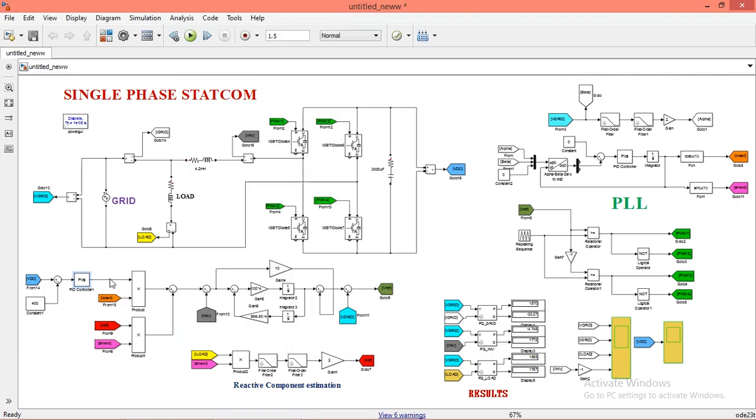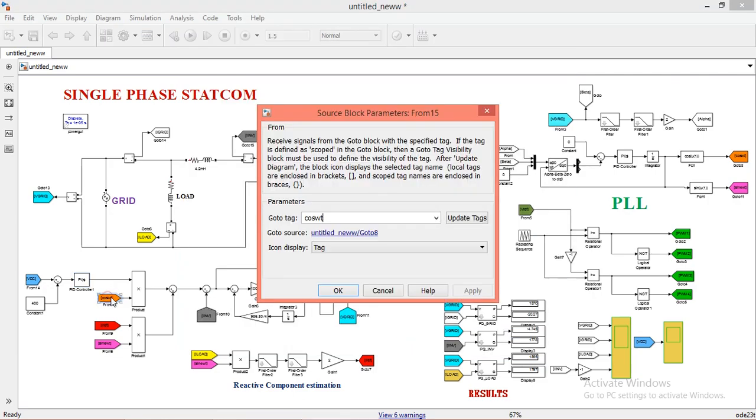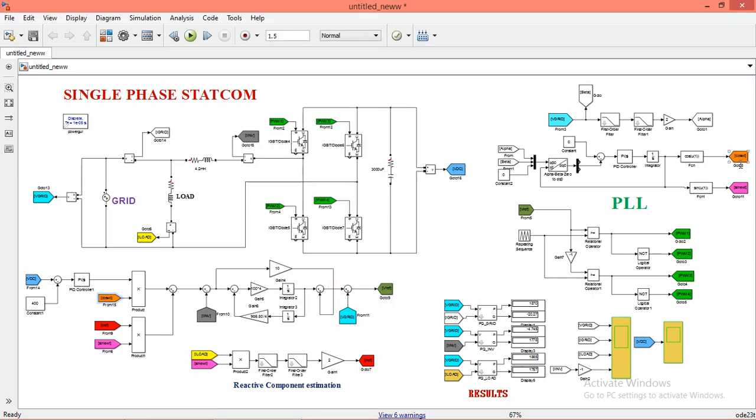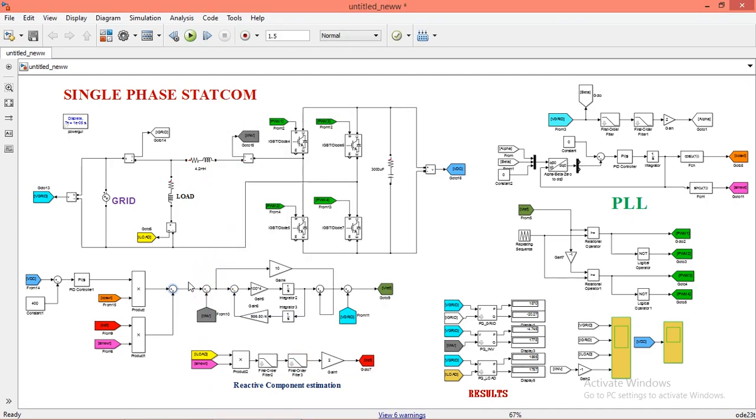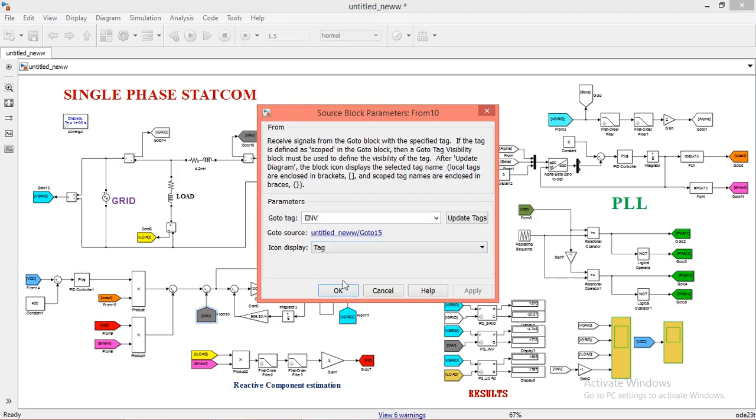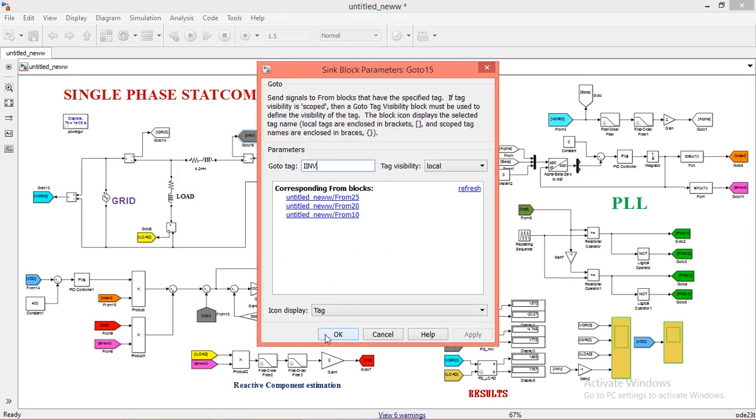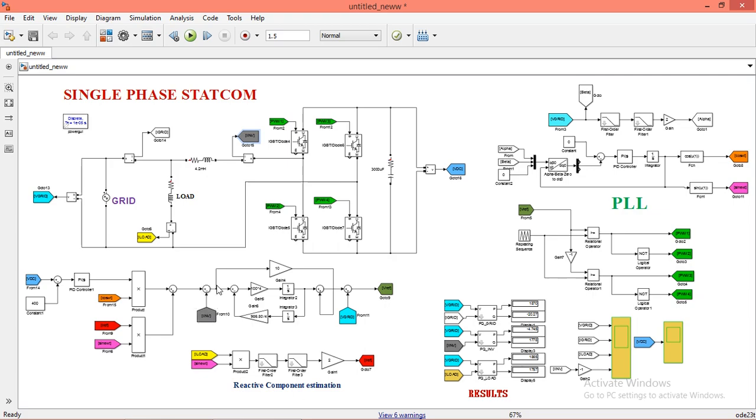Then the output of the PI controller is multiplied with cos omega t. This is actually the active component from the PLL. And here we have the reactive reference that we have already estimated, which is multiplied with sin omega t. That's the reactive component. After the multiplication, both are added together, and we get the current reference. This current is then compared with the inverter current. Actually, this is the inverter current, so this is connected here and we find the difference.